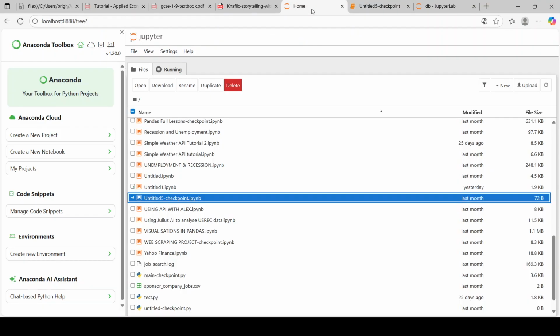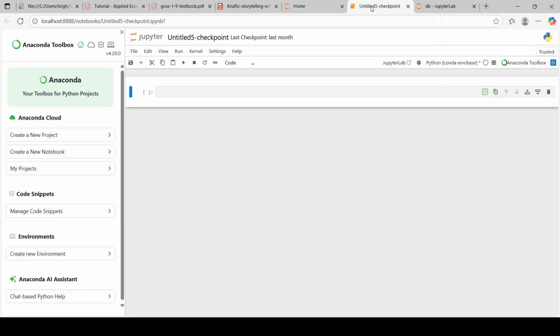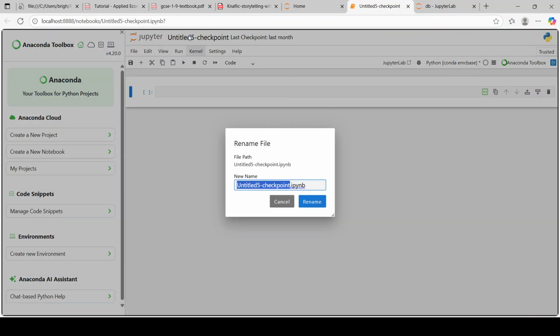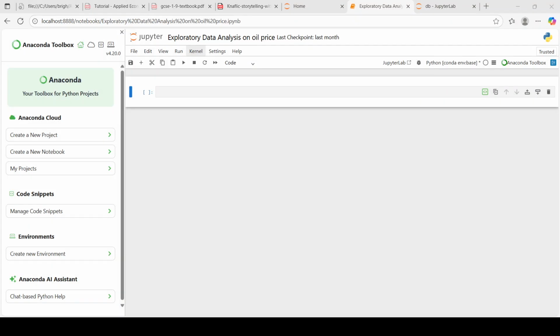So today I decided that we are going to work on a new project using Python, and what exactly we are going to do now is to try and do some exploratory data analysis on oil.